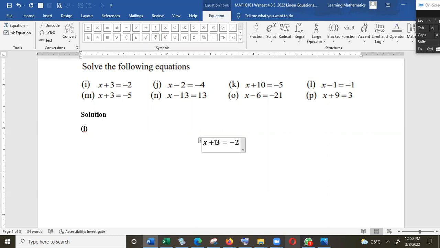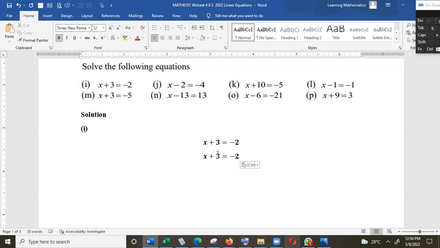So what we need to do is to cancel out a plus 3. To cancel out a plus 3, we have to subtract 3. So I repeat, to cancel out a plus 3, we have to subtract 3.